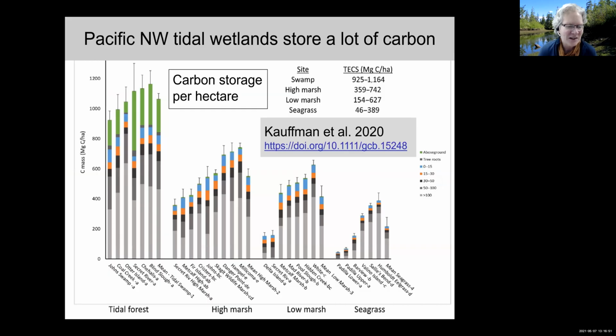And in this study that Boone Kaufman led, published in 2020, our team documented carbon storage in all these different tidal wetland habitats, including seagrass, low marsh, high marsh, and tidal forest. And we found that the rates of carbon storage in these tidal wetlands were very, very high.